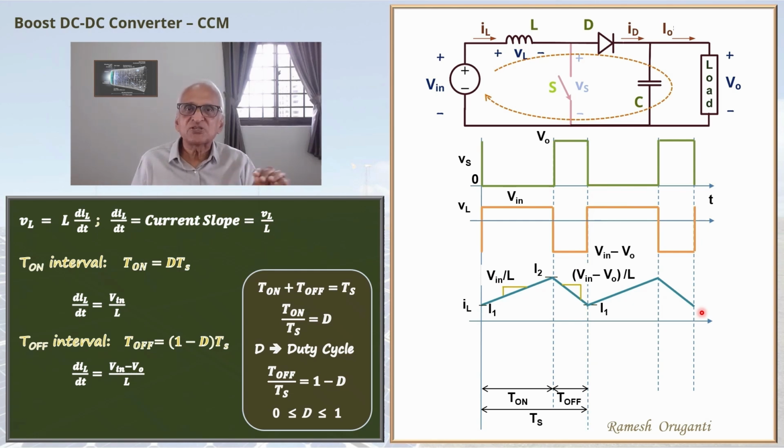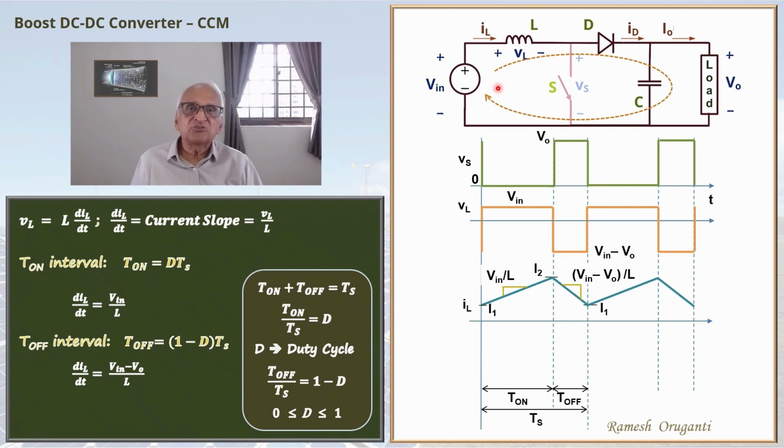This explains one cycle of operation of the boost converter. Notice that here Vin is a positive voltage, and Vin minus V0 has to be a negative voltage in order to have volt-second balance. That means V0 has to be necessarily more than Vin for the circuit to work. In the case of boost converter, notice that the inductor is connected to the input source.